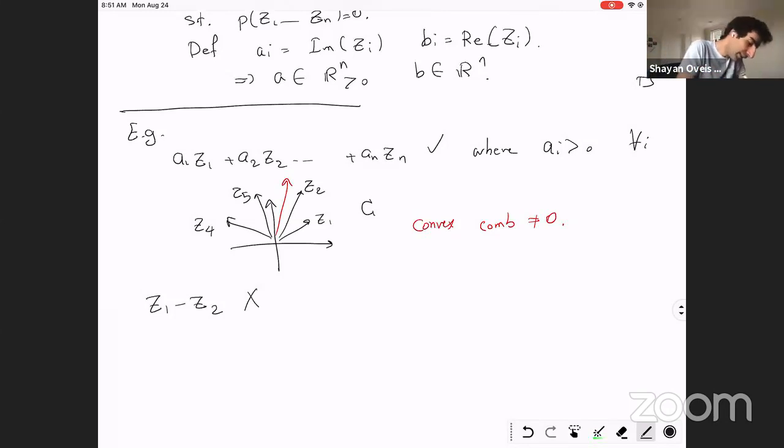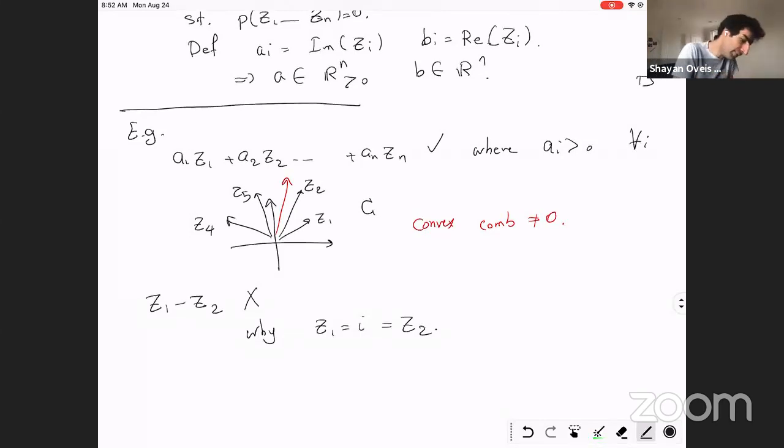And why is that? You can set z1 equal to, let's say, i, the number with imaginary value of 1, and z2 equal to i as well. Then the polynomial is 0, even though you have plugged in values with positive imaginary value. Okay, so this is a non-example.